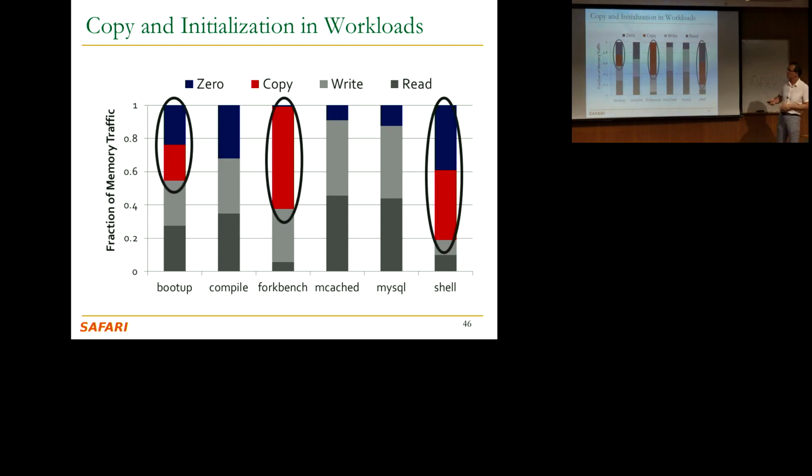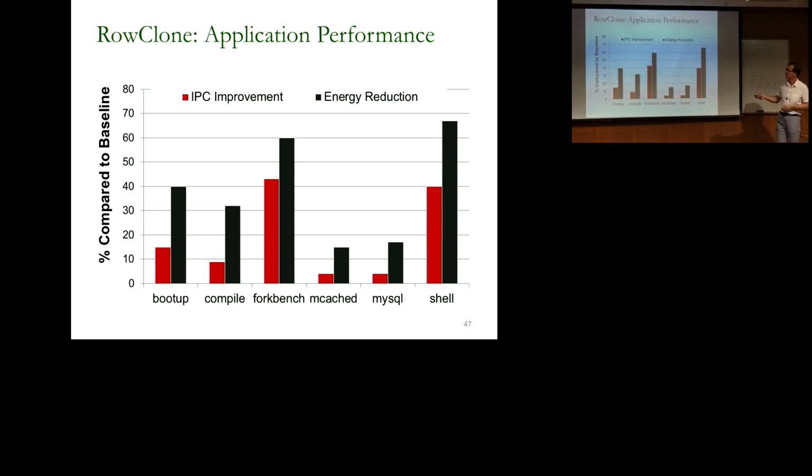And it turns out if you use RowClone with them, you get significant performance improvement. This is for boot up, this is the performance improvement, and this is the energy reduction. As you can see, they're significant. Fork is very much bottlenecked by initialization. And the performance and energy improvements correlate with how much data copy and initialization that these workloads are doing.